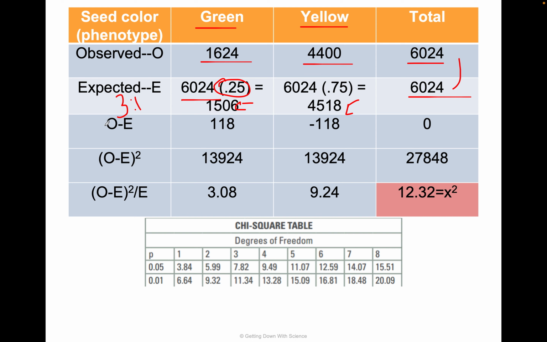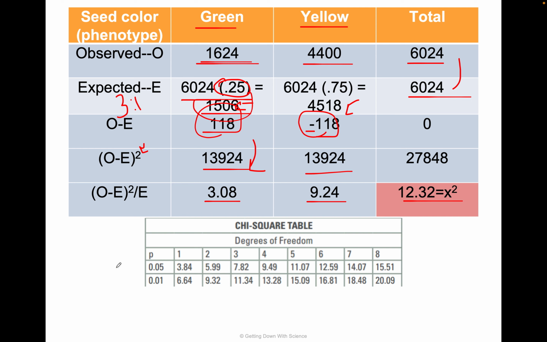So once we do that, we are going to take our observed value and subtract our expected value. We have those numbers down here. Again, don't worry if it's a negative because we're going to square it. When we square these values, we come out to 13,924 on both ends. And when we divide them by our expected value, we get these numbers here. Adding these numbers up, we see that our chi-square value is 12.32.